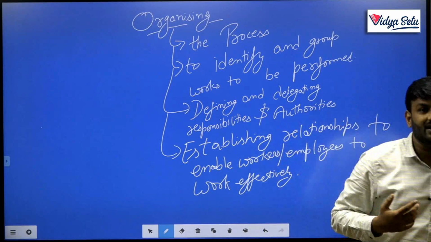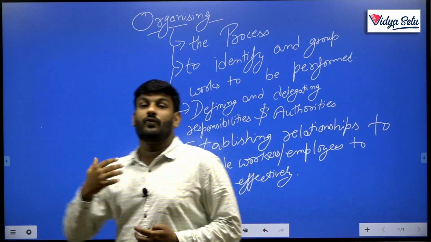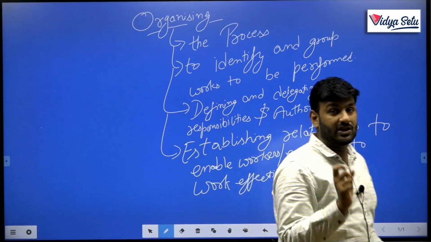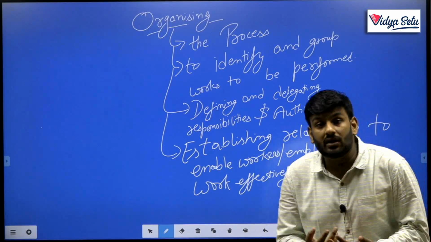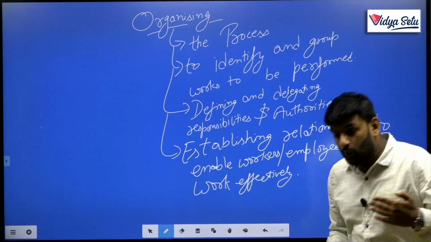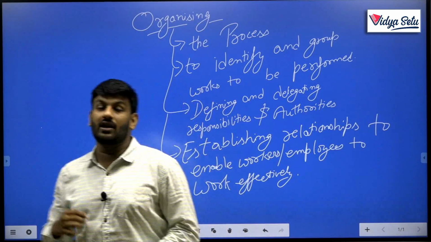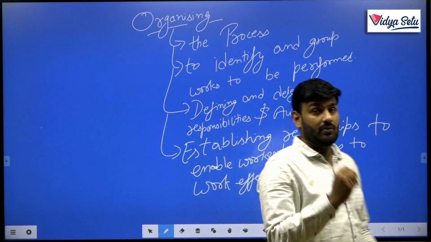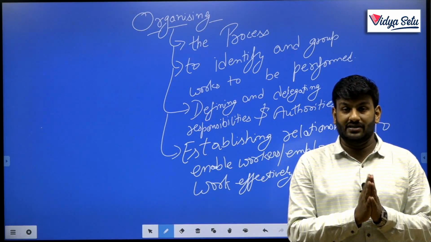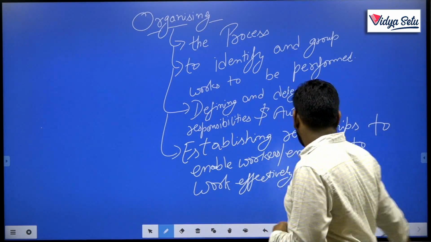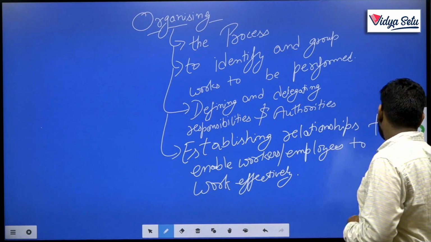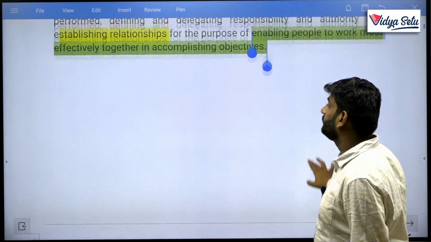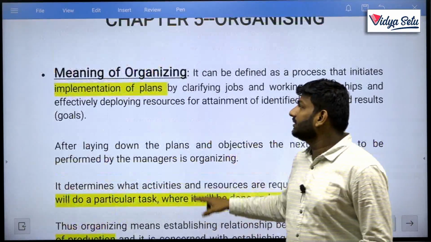When your work is divided among different persons, only those persons to whom you allotted such work are responsible, accountable or answerable. None of the other employees are required to answer for such a particular mistake. Clear, my friends? That's why we require organizing in our real life as well as business life. This is the concept of organizing.